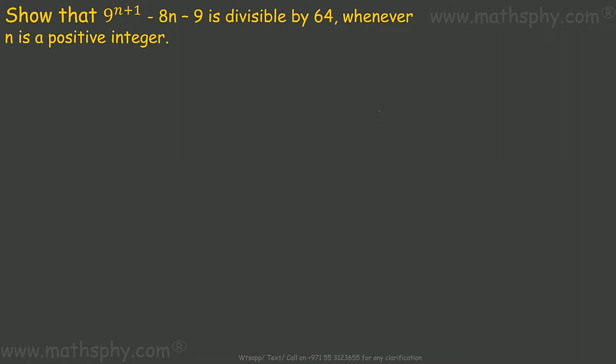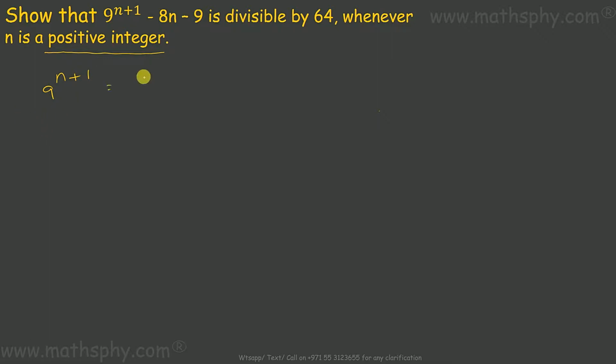This one here, it says, show that 9 raised to n plus 1 minus 8n minus 9 is divisible by 64 whenever n is a positive integer. Okay, it says whenever n is a positive integer. That's the most important thing.